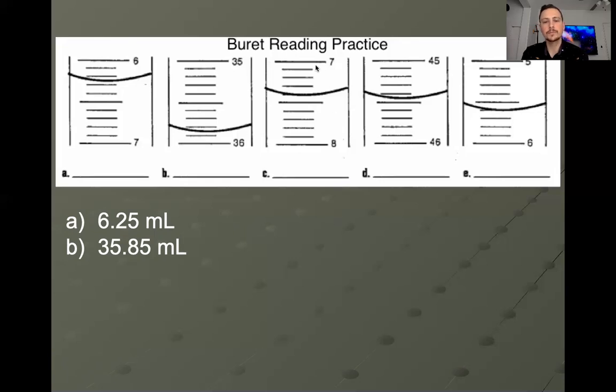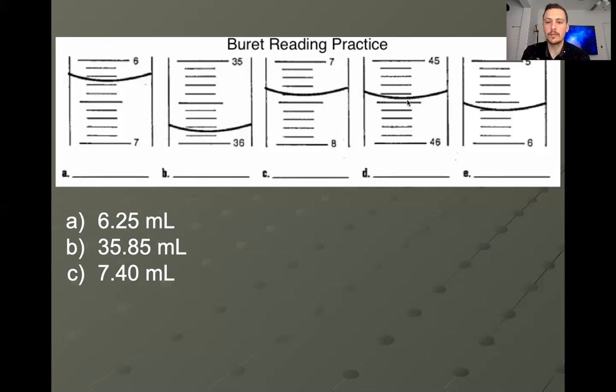Okay, so for C, we're between 7 and 8. This would be 7.1, 2, 3, 4. Looks like it's right on the 7.4 mark. So in that case, 7.40 would be a perfectly accurate reading. For D, we have 45 and 46. This is between 45.1, 2, 3, 4, so 45.4 and 45.5.